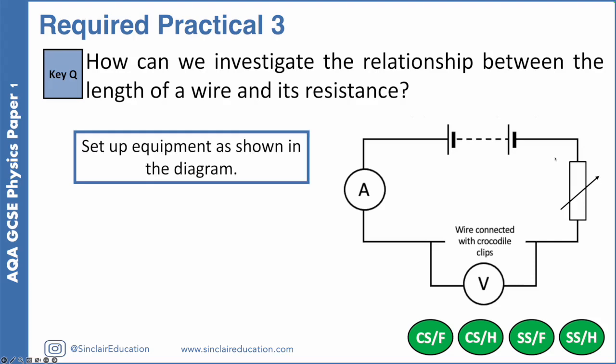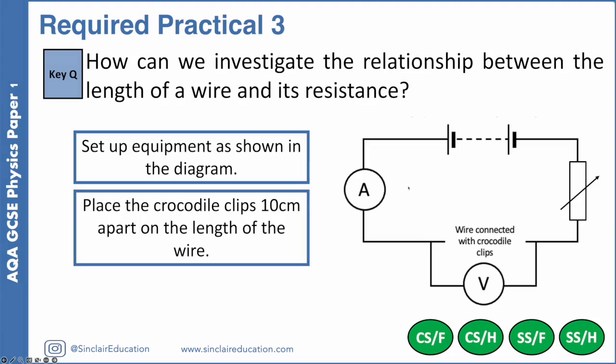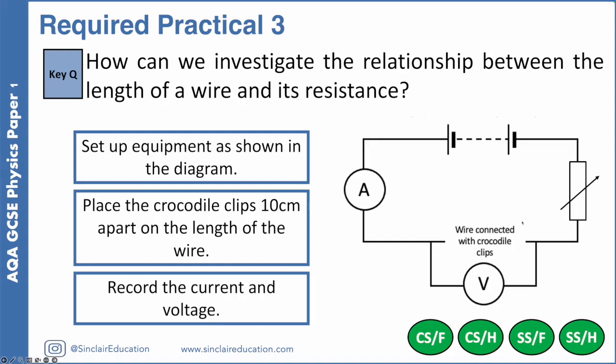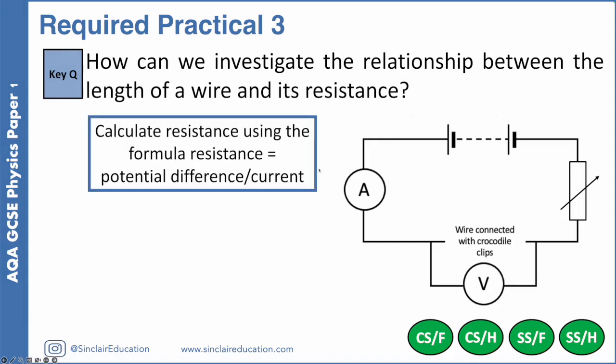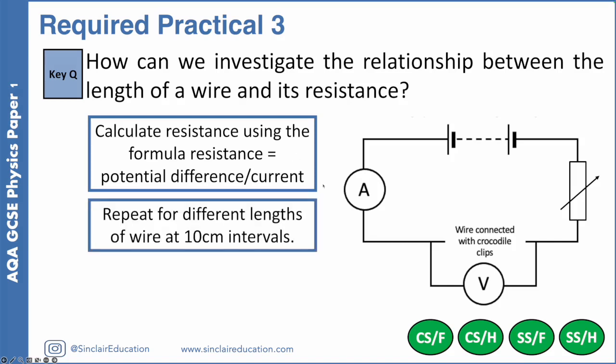So if we want to look at how maybe length of wire affects resistance, we'll set our diagram up as shown like this. Details to include here is that you would have the ammeter in series, the voltmeter in parallel. And if we're looking at length of wire, we'd start with like 10 centimetres, have crocodile clips that we've measured with a ruler 10 centimetres apart. And we'll record our current and voltage. And we can then use the formula for resistance to find the resistance overall.